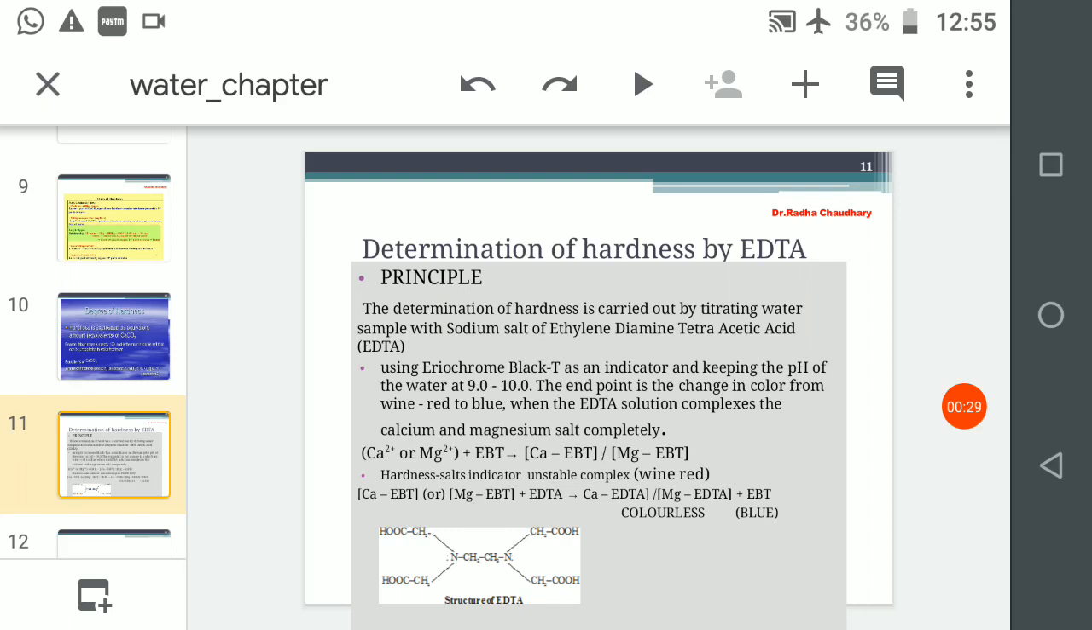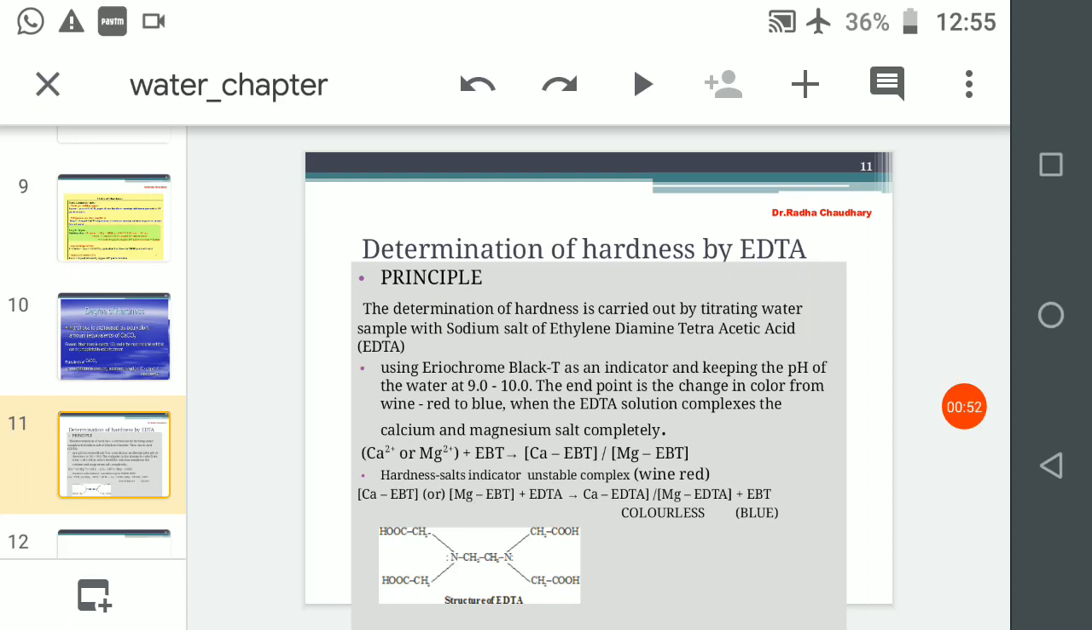Water hardness is generally caused by the presence of calcium and magnesium ions in water. Some other polyvalent ions like strontium, iron, aluminium, zinc and manganese also contribute to hardness, but because of their very low concentration in natural water, hardness is generally measured as the concentration of only calcium and magnesium ions.